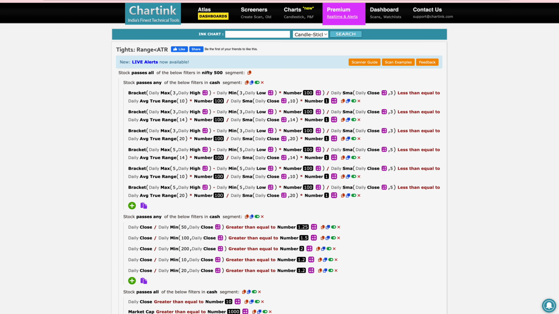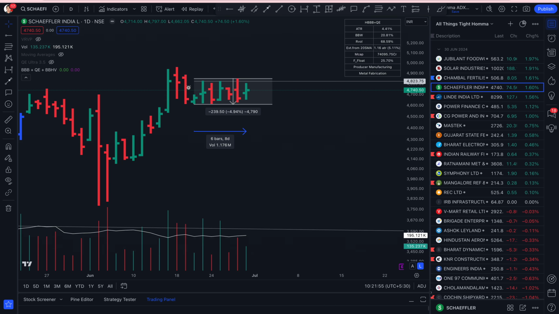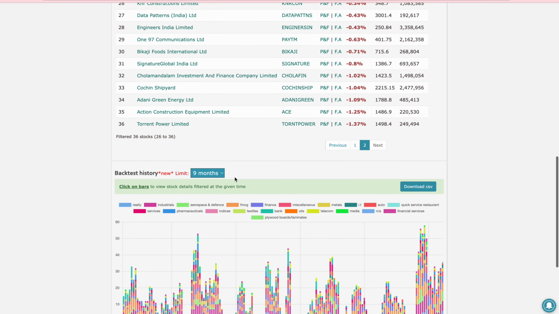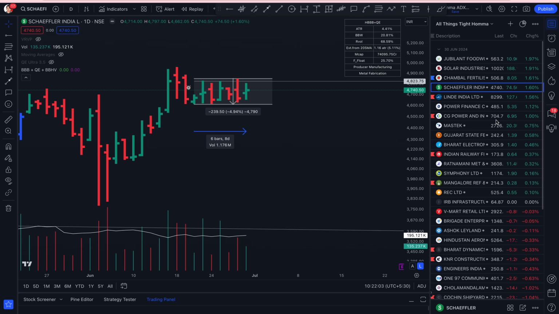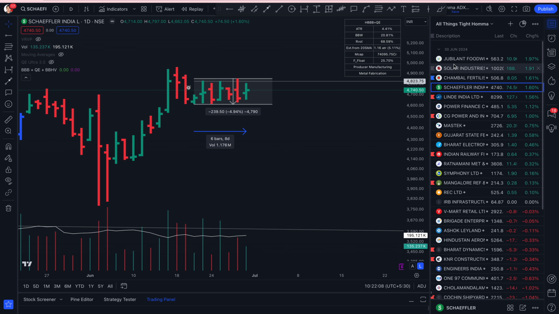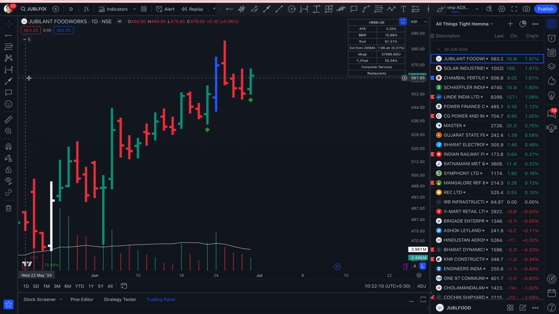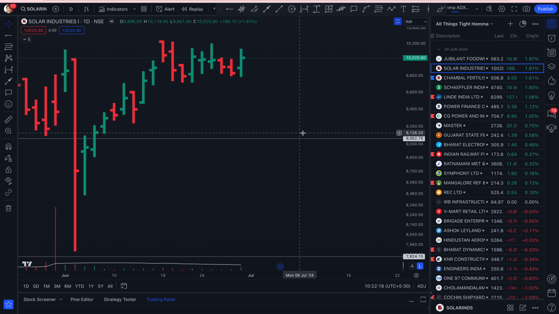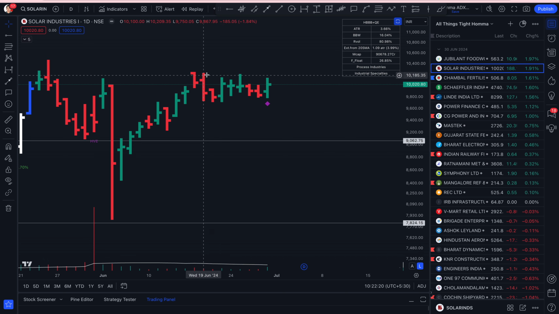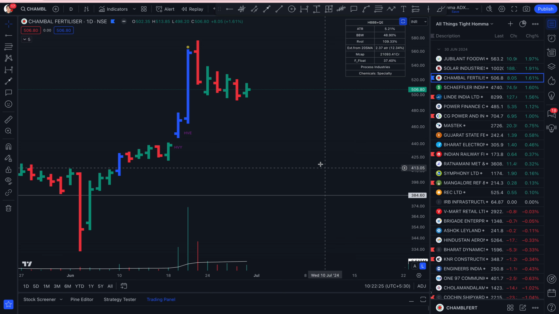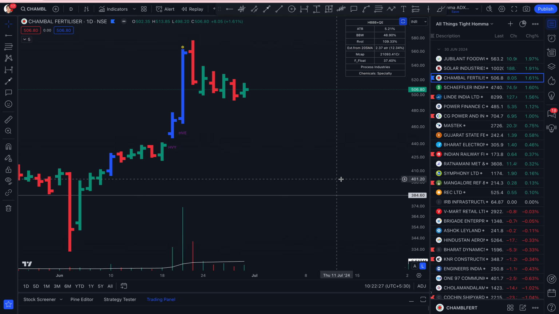Okay, and then if you just copy this list of 36 stocks to Tradingview, and I've already done that for you. These stocks are the tightest stocks. Let's go through them one by one. Jubilant Foodworks, this is the 3-day tightness. Solar Industries, amazing tightness, more than 10 days. Chambal Fertilizers, 5 days tightness, amazing.